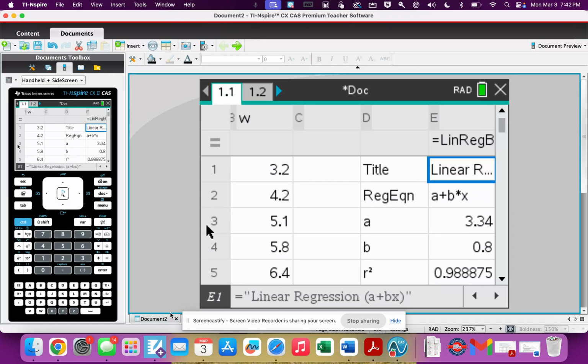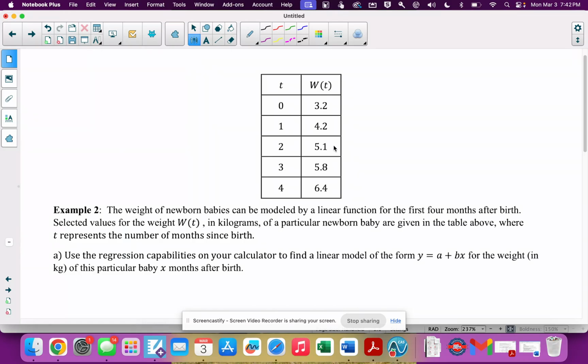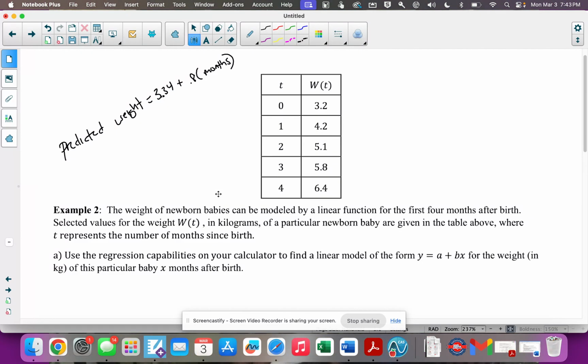So I'll actually go back to the notes and we'll write that in. Okay, so that is going to be predicted weight equals 3.34 plus 0.8 times months. All right, that is what we are actually looking at. So we did the regression, then we're going to see we have a prediction, and then we're also doing a residual. We're not actually even doing a residual plot yet. Right now, we're just doing the normal things. We're making a prediction based on this, and then finding out what the residual is for an actual point.